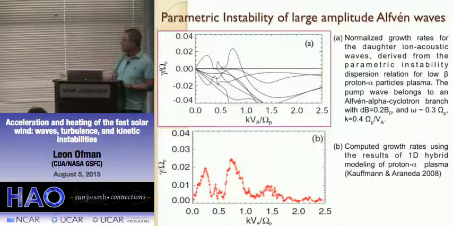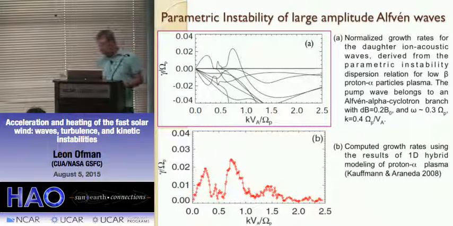This is from Kaufman and Araneda. And you can see these frequencies at which you have the highest growth rate of the parametric instability due to a given amplitude of the initial, the mother waves, and these are daughter waves that are generated in the model.